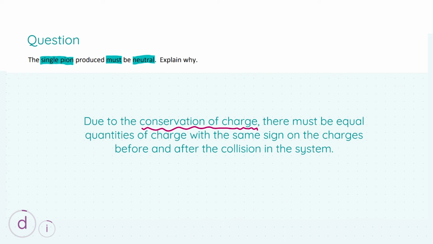Okay, so we had two protons before the collision, so overall they'd give us a positive charge equating in value to the charge on a proton. And we have two protons after the collision plus an extra particle. So we need to have that same amount of charge after the collision as before, and this can only be the case if this pion has no charge, or it is electrically neutral. Explaining this will get you 3 marks.